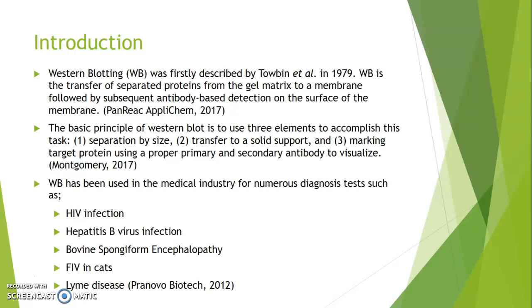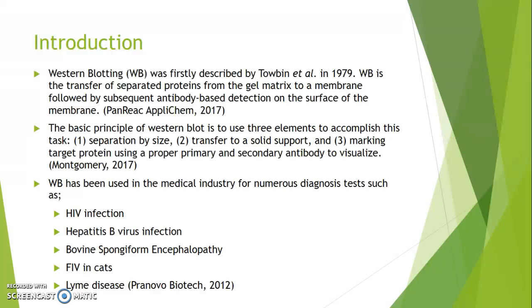The basic principle of Western blotting is to use 3 elements to accomplish this task. The first is separation by size, the second is transfer to a solid support, and the third is marking the target protein using a proper primary and secondary antibody to visualize the protein of interest.